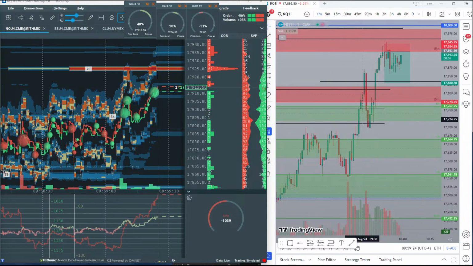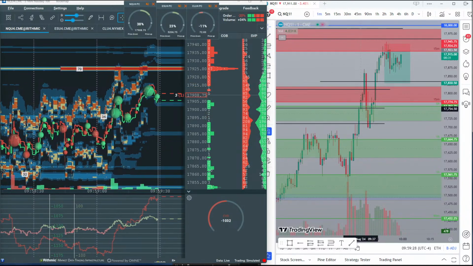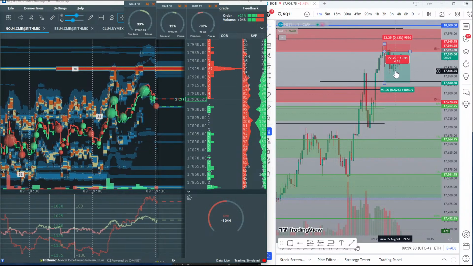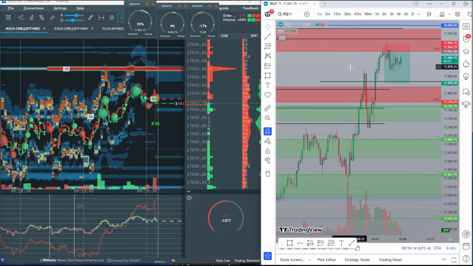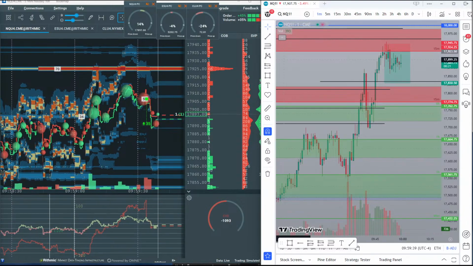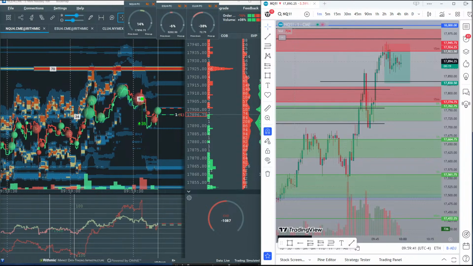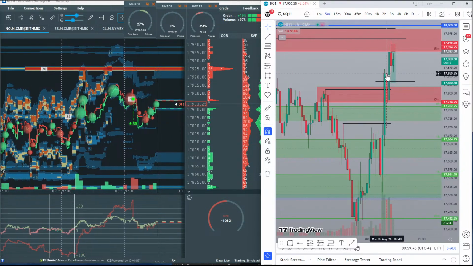Did not scale out of any contracts. Definitely should have scaled out of a few when I saw we were failing to break below this level right here. But I didn't, so I'm going to stick with the trade. See if sellers could step back in, give us that push to our final take profit. Still looking for a bearish close on the 5. I want a strong bearish close on the 5.